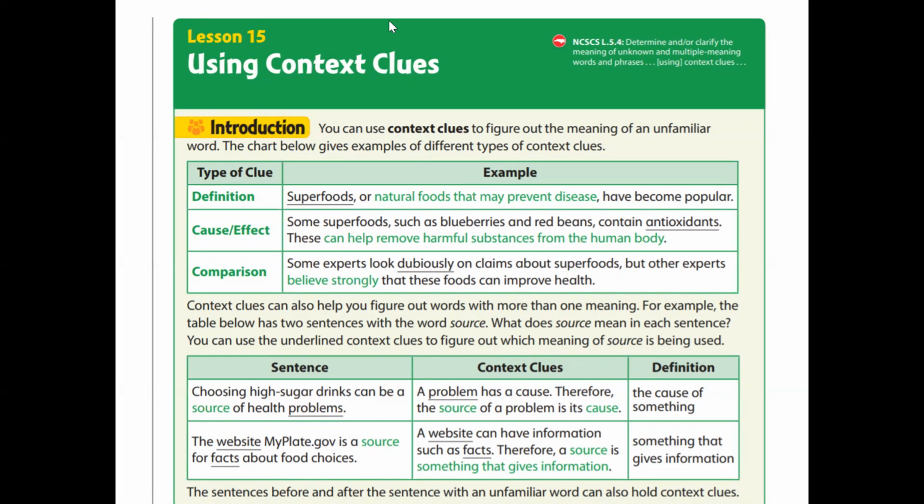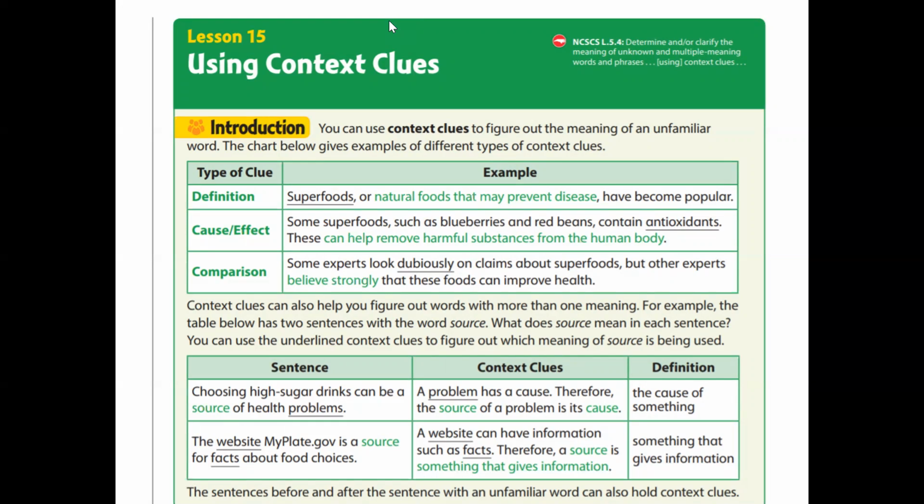Superfoods or natural foods that may prevent disease have become popular. So superfoods must prevent disease, right? So we have to understand that they gave us a direct definition there, that superfoods are natural foods that prevent disease. Okay.